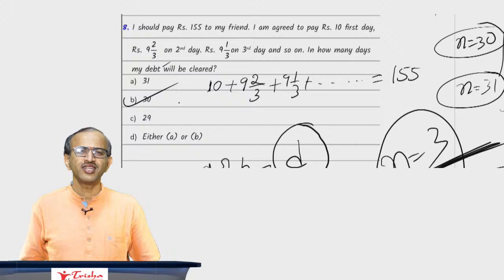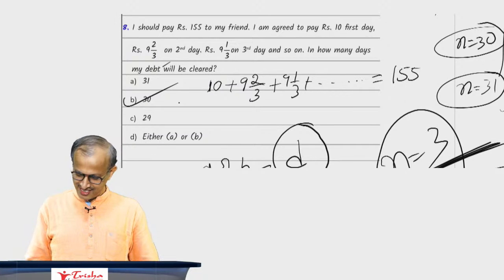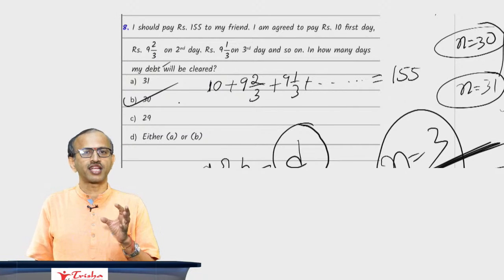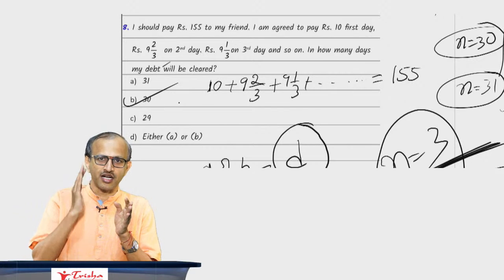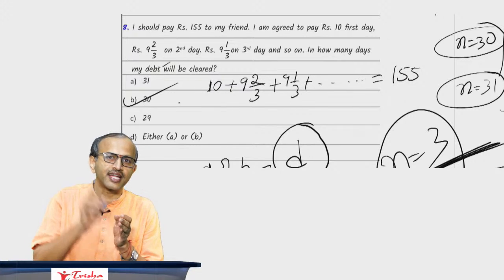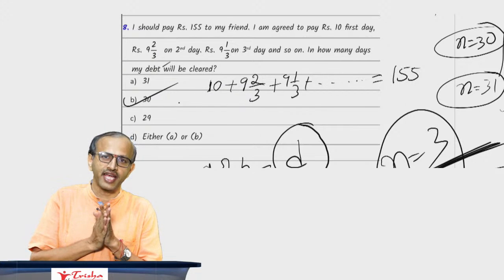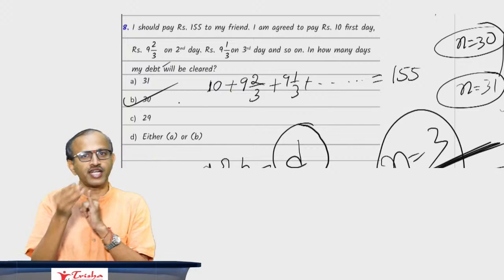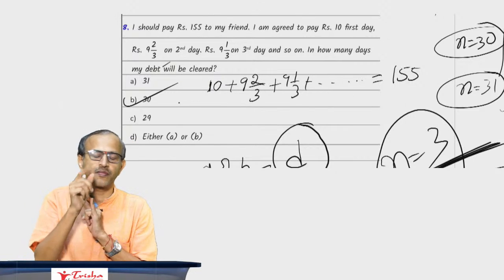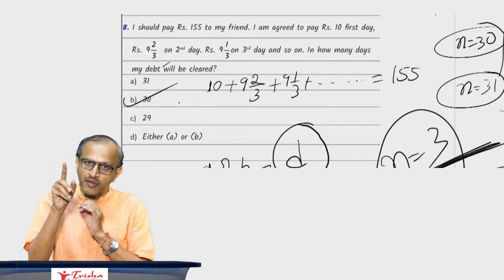Any guess why it could be 30 or 31? Shall I answer? Why is it so? See, if you go on doing it, listen carefully: on the 28th day it is 1. The next, 29th day, is 1 less. What is 1 less? 1 by 3 less. So on the 29th day it is 2 by 3. On the 30th day it is 1 by 3.